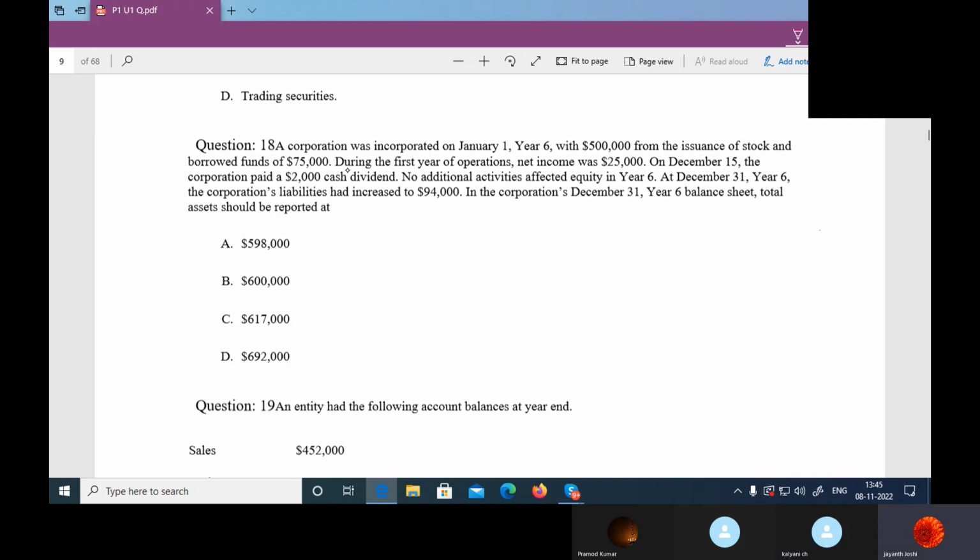Yes, sir. Okay, so a corporation was incorporated on January 1st, year 6 with 500,000 from issuance of stock. So this is your equity, correct? Borrowed funds is debt, 75,000. During the first year of operations, net income was 25,000. So this net income would be a part of equity only, retained earnings. The corporation paid a 2,000 cash dividend, so it will be subtracted from this. No additional activities affected equity in year 6.